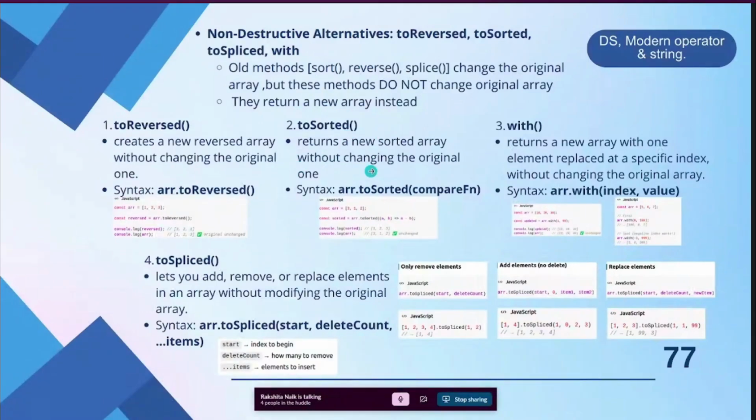toSorted means it will sort without changing the original array. It will sort alphabetically or numerically, or based on a condition. So here we have a compare condition. I'm telling it A minus B.